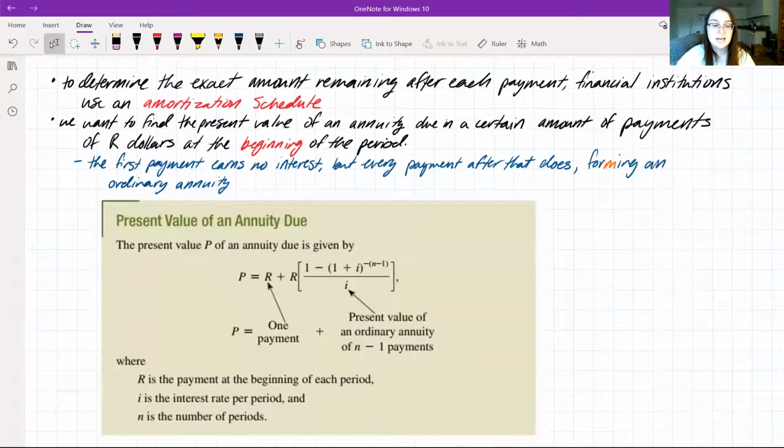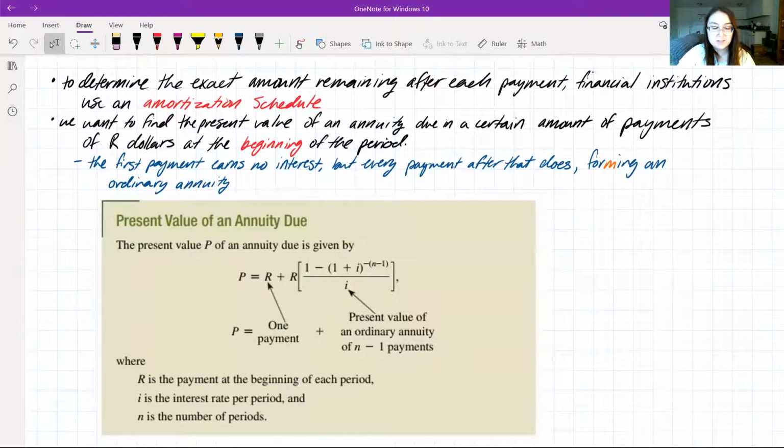To determine the exact amount remaining after each payment, financial institutions use an amortization schedule. That's basically just a schedule for when you need to pay your same amount of payment per however many times you have to pay per year.